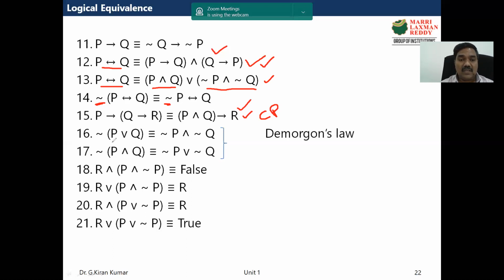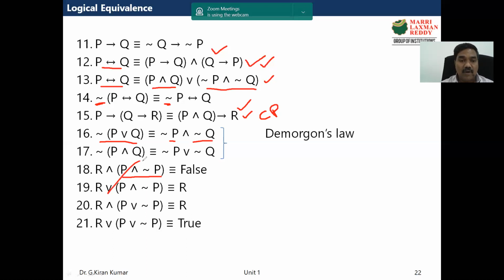Then De Morgan's law: negation of (P or Q) is logically equivalent to negation of P and negation of Q. Negation of (P and Q) is logically equivalent to negation of P or negation of Q. And there are a few more formulas. So in this, if we see P and negation of P, that is always false. It's an example of a contradiction.